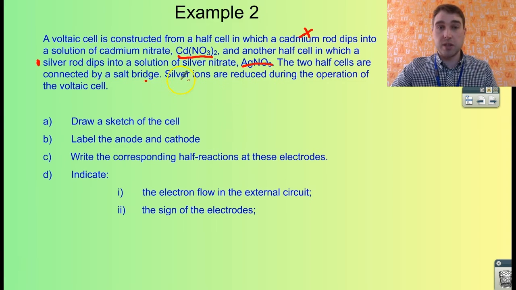And the silver ions are being reduced. That is very important. So the silver is being reduced. That means that the cadmium has to be oxidized. So draw a sketch of the cell, label anode and cathode, write half reactions, indicate electron flow and sign of the electrodes. So let's do that now.